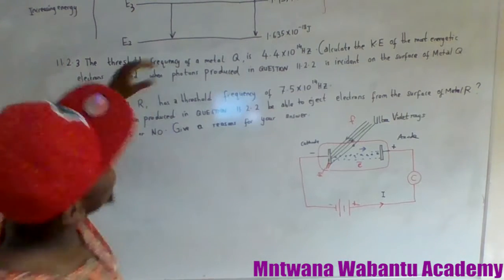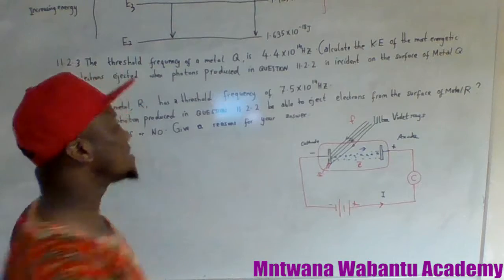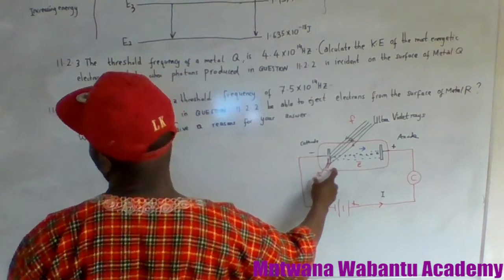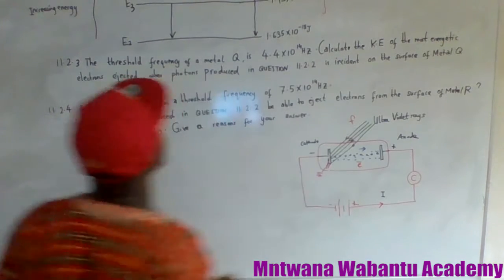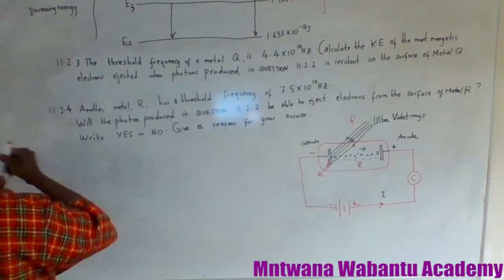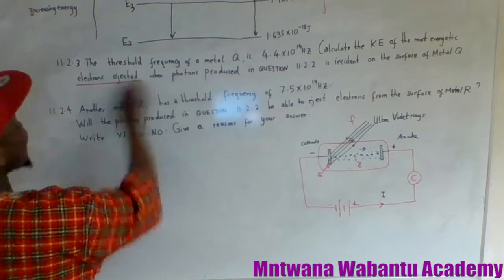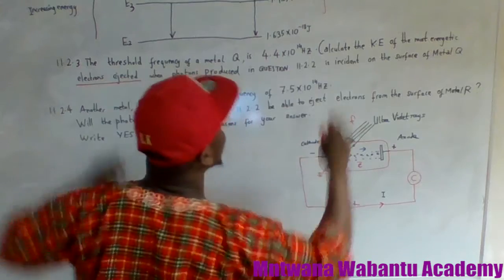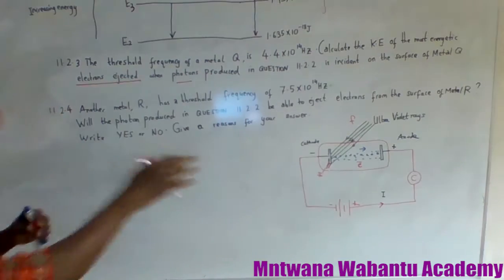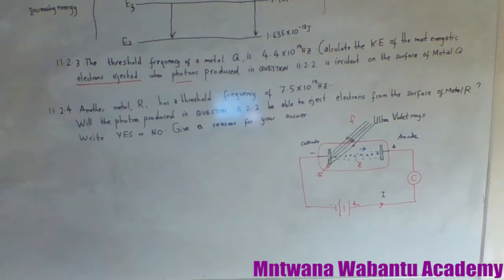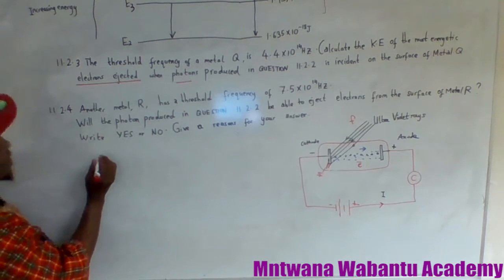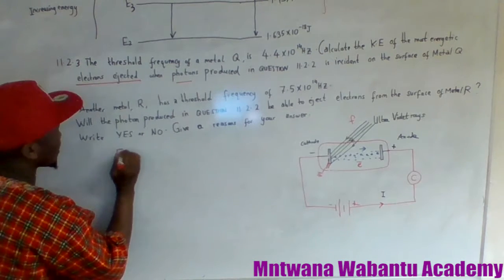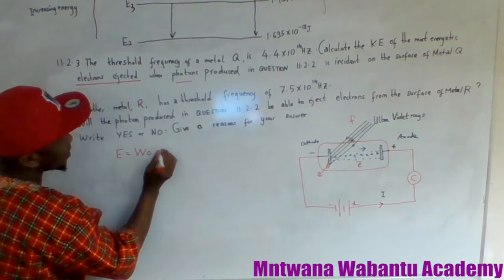For this case, the electrons were ejected, which means the frequency of these rays was greater than the frequency of the metal plate at the cathode, because they say electrons were ejected. If electrons were ejected and photons, like light, were produced when the electrons were ejected from the cathode to the anode, then let's write the formula. The formula that we're going to use is energy equal to threshold work function plus kinetic energy.